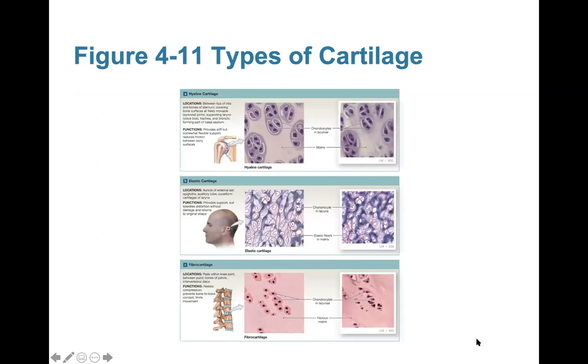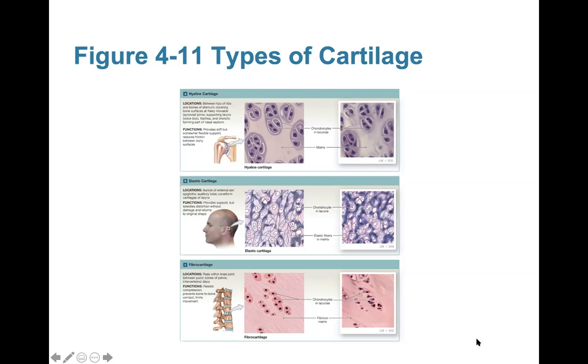There are three types of cartilage. We have hyaline, elastic, and fiber cartilage. Hyaline cartilage is the most abundant. Hyaline cartilage will provide stiff but somewhat flexible support, and it reduces friction between the bony surfaces. This is what you typically find in most of your joints.